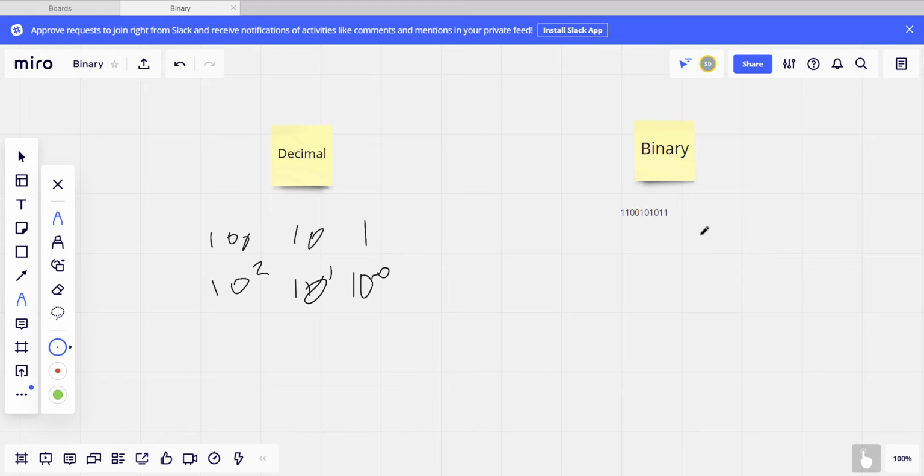So the first digit will be the ones digit, because 2 to the 0th is 1, and then the next will be the twos digit, because 2 to the first is 2, sorry. Then 2 to the second is 4, so this is the fours digit. I think I just flipped the columns. And then next would be 2 to the third, which is the eighths digit.